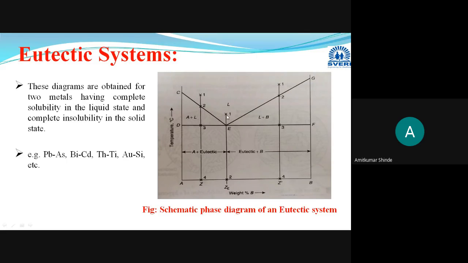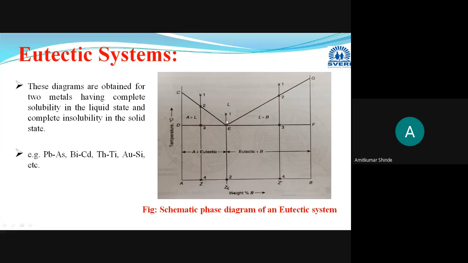Now from this diagram, first I will explain the changes by marking here, and after that I will show you the actual microstructural changes. From this, we are considering cooling of an alloy having ZE% B, or it is also known as eutectic alloy because it is having exactly eutectic composition. Then from point 1 to E, alloy will be in liquid state only.